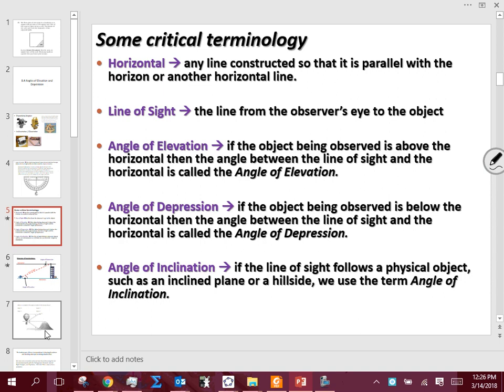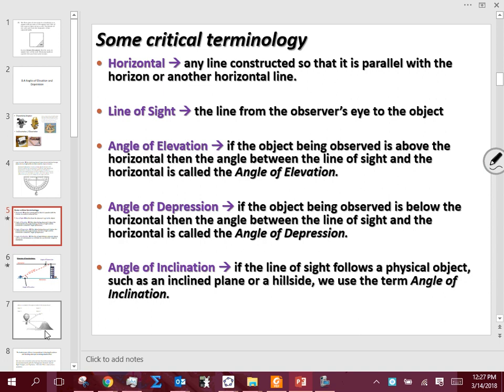And that last one is one that you might see every once in a while, and actually a lot of times it gets misused or doesn't get used when it should be used, and it's called an angle of inclination. And the root word inclination is incline, right? It's essentially the angle that's created when your line of sight follows an incline or follows an already defined object.